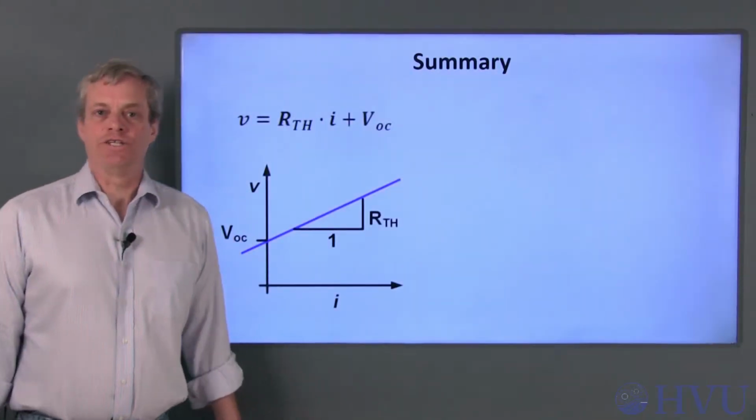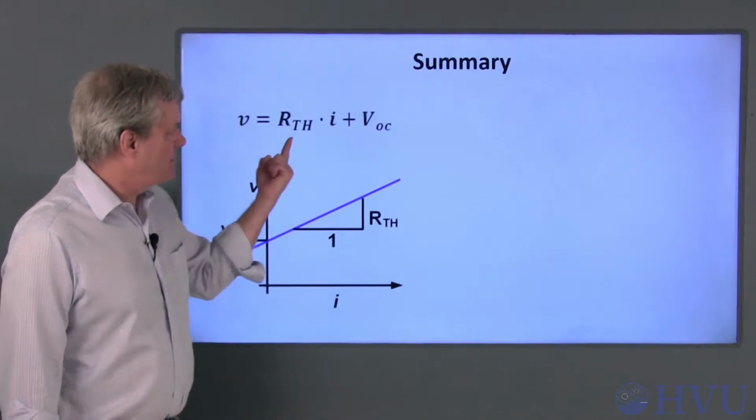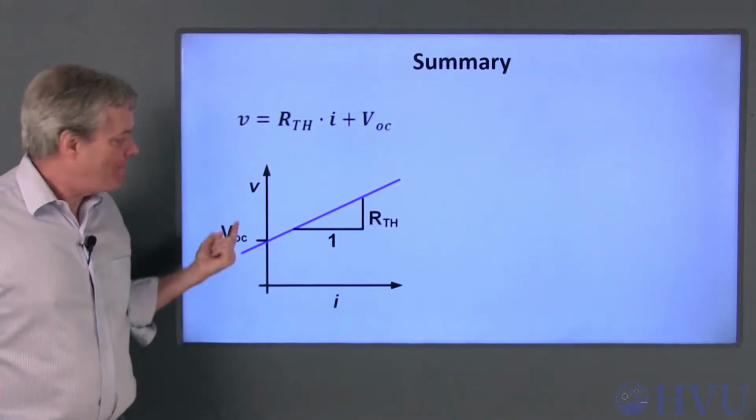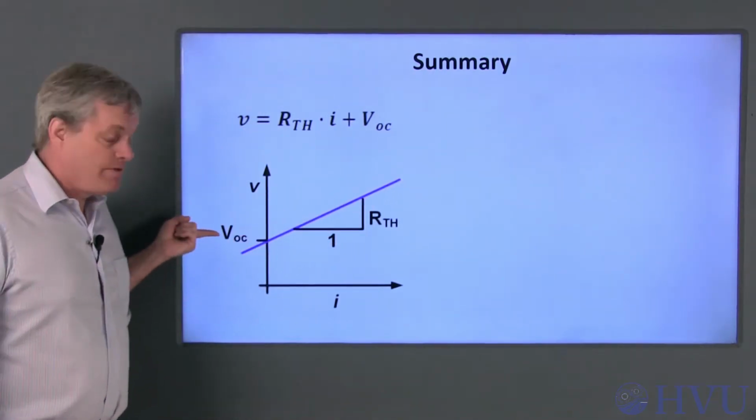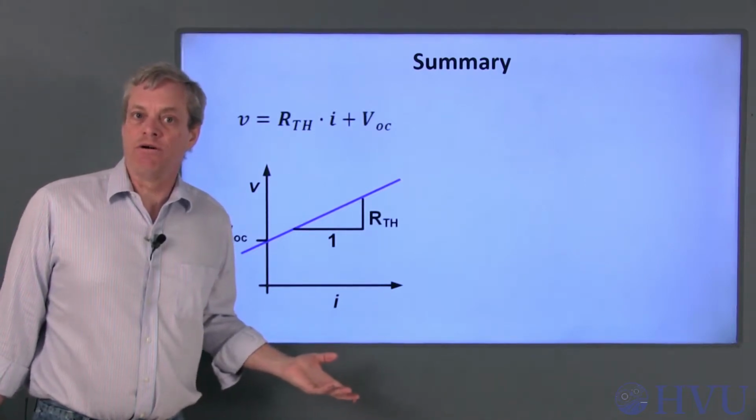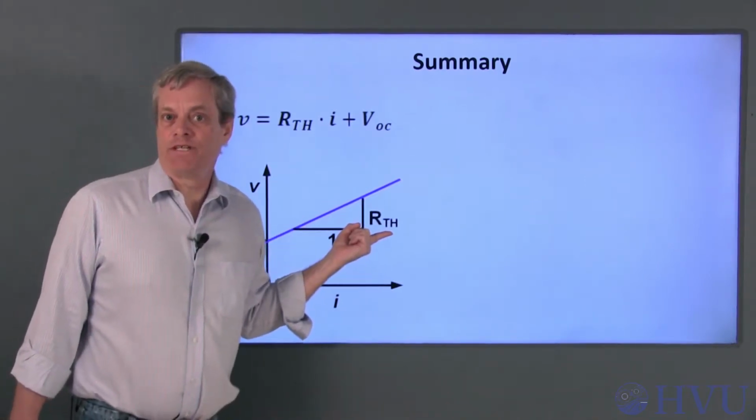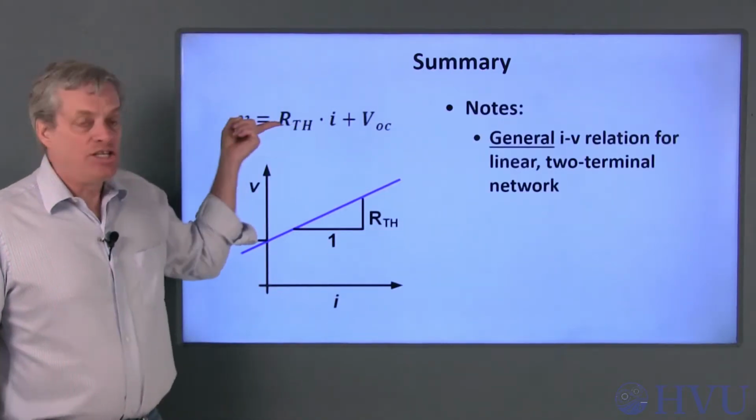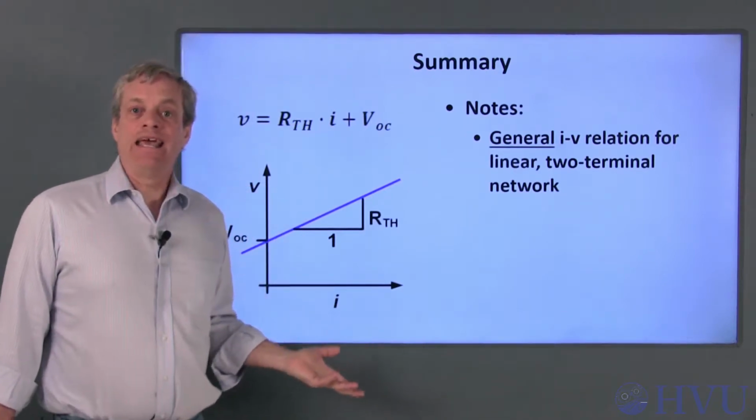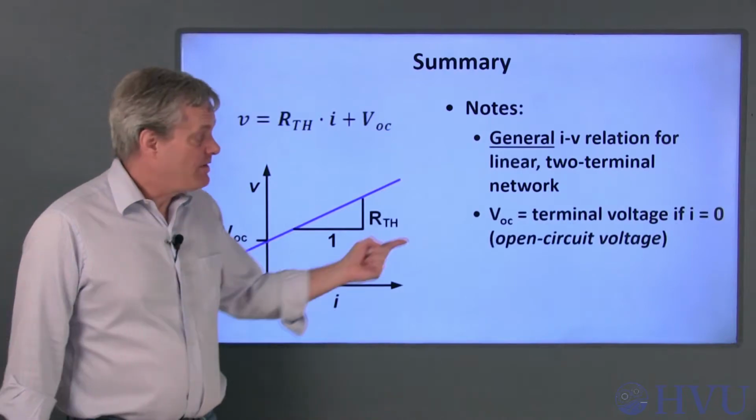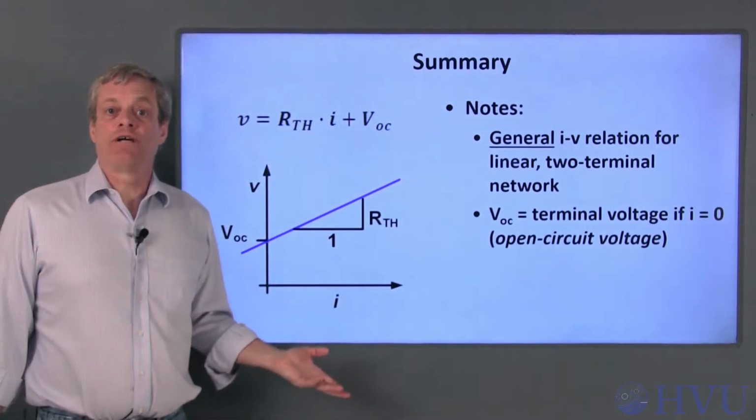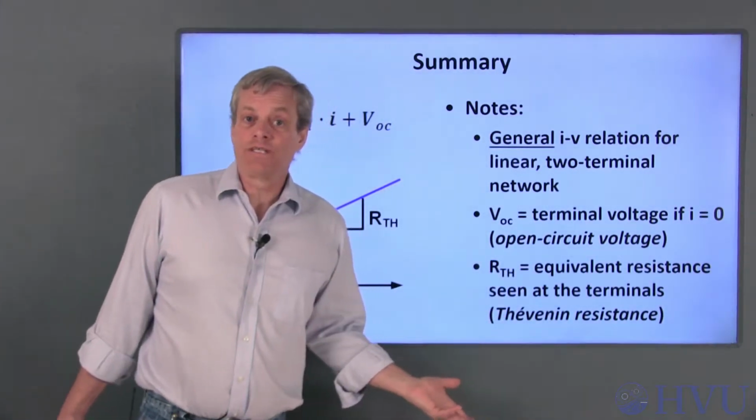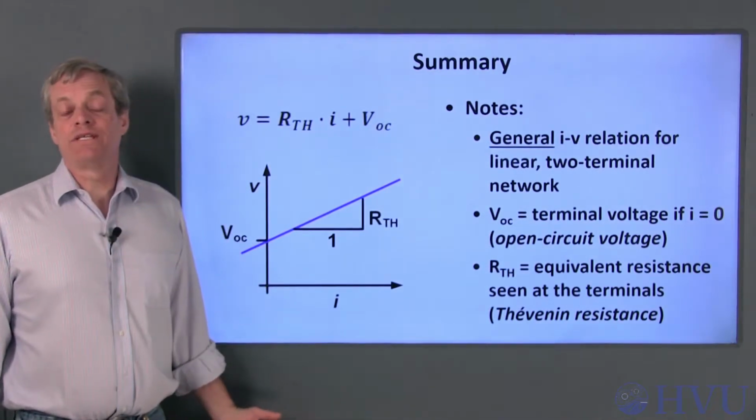The voltage-current relationship resulting from Thevenin's theorem is V is equal to RTH times I plus VOC. If I represent this equation graphically, it looks like this curve. VOC is the terminal voltage when the current is 0, and the slope of the curve is the Thevenin resistance seen at the terminals with the sources in circuit A killed. This is a general voltage-current relationship to model any linear two-terminal network. VOC in this relationship is the voltage across the terminals if the terminals are open-circuited. RTH is the equivalent resistance seen at the terminals of the circuit with the sources in the circuit killed.